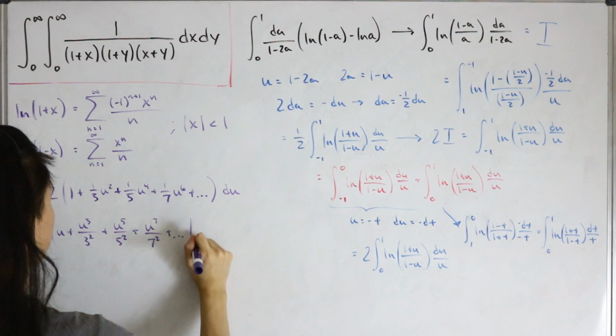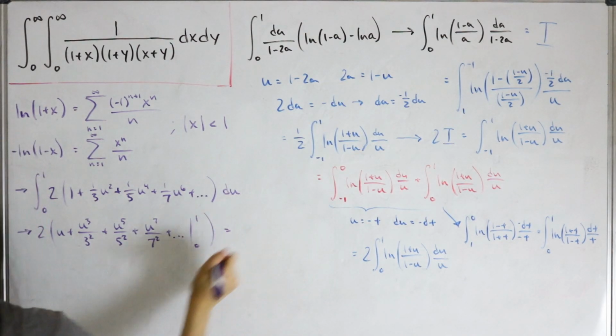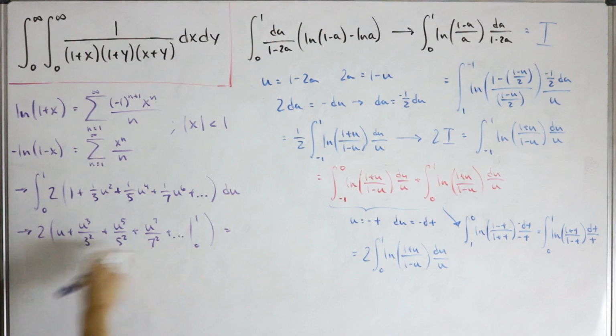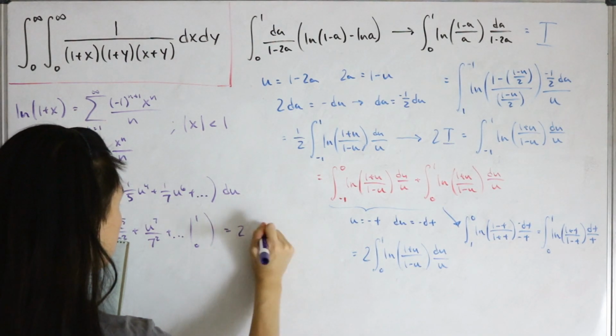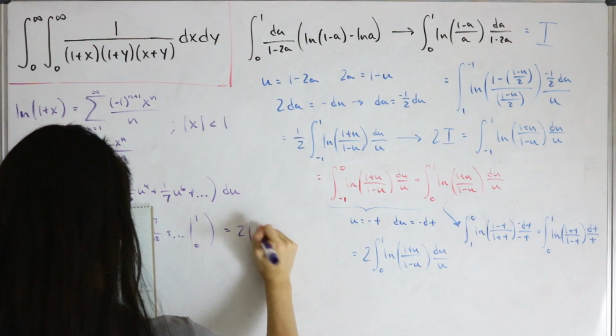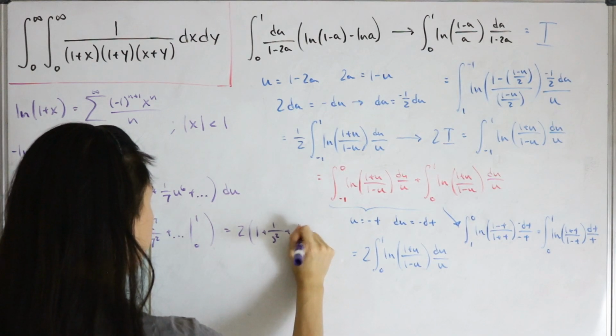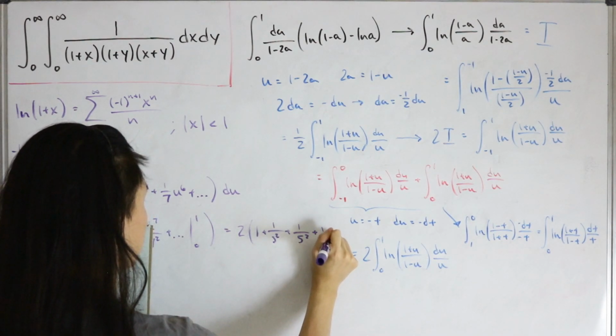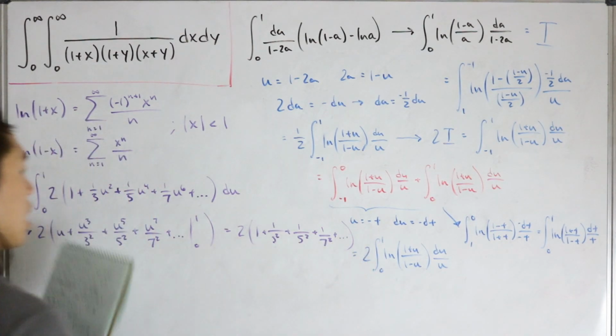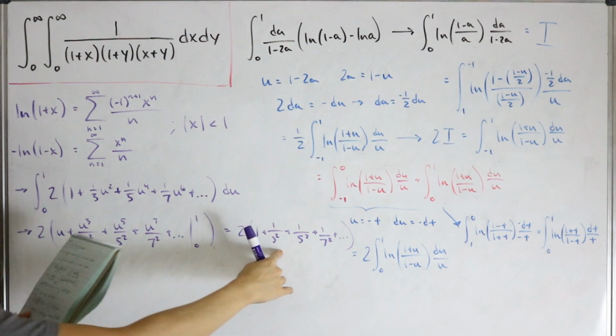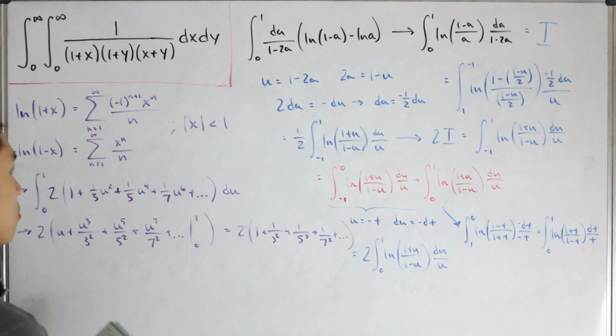And if we evaluate this from our bounds 0 to 1, everything for 0 is just going to disappear. If I plug in 1, this is going to be 2 times 1 plus 1 over 3 squared, plus 1 over 5 squared, plus 1 over 7 squared, plus so on and so forth. And this is nice because it comes down to a result of just pi squared divided by 8.